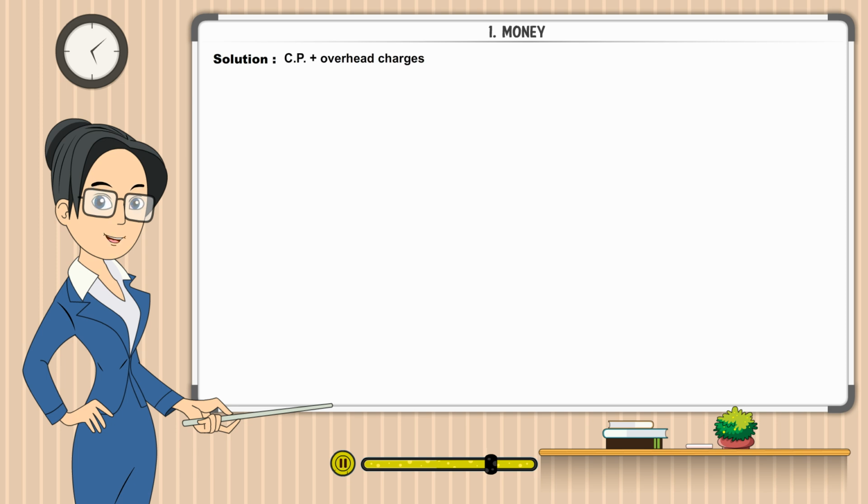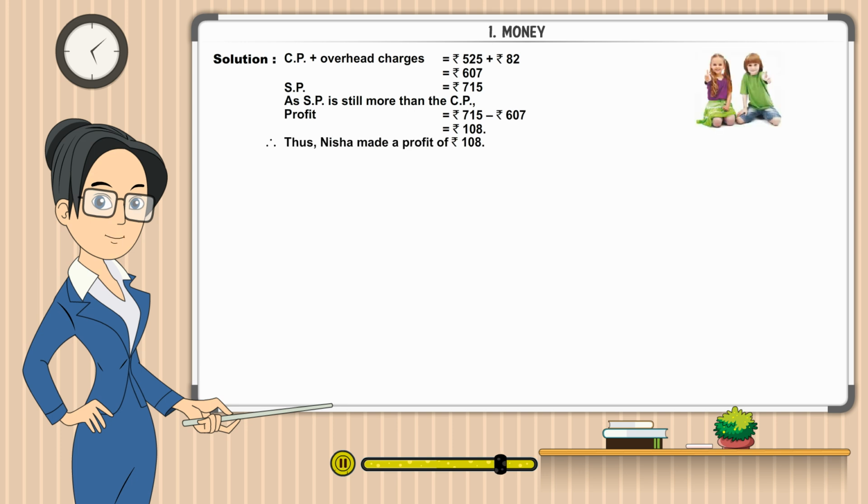Solution: CP plus overhead charges is equal to 525 rupees plus 82 rupees is equal to 607 rupees. SP is equal to 715 rupees, as SP is more than the CP. Profit is equal to 715 rupees minus 607 rupees is equal to 108 rupees. Thus Nisha made a profit of 108 rupees.